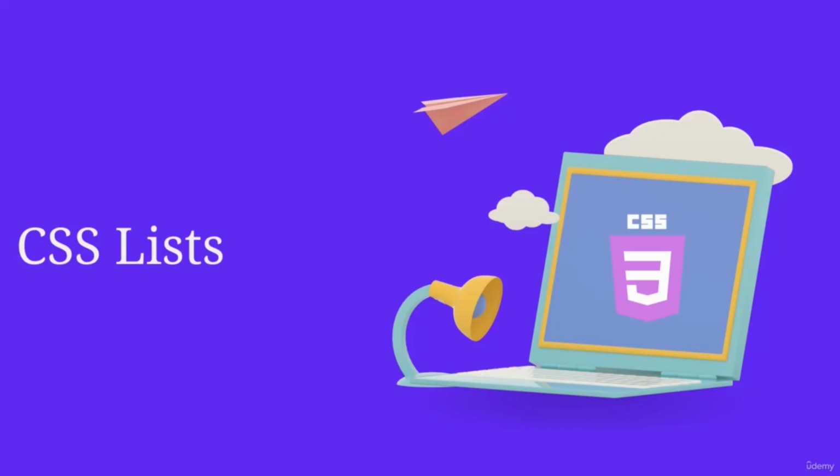In this video, we will discuss passing styles to lists. When we learned lists in HTML, we had the definition list, unordered list or ordered list, which were giving either a bullet or a number just before the list item.